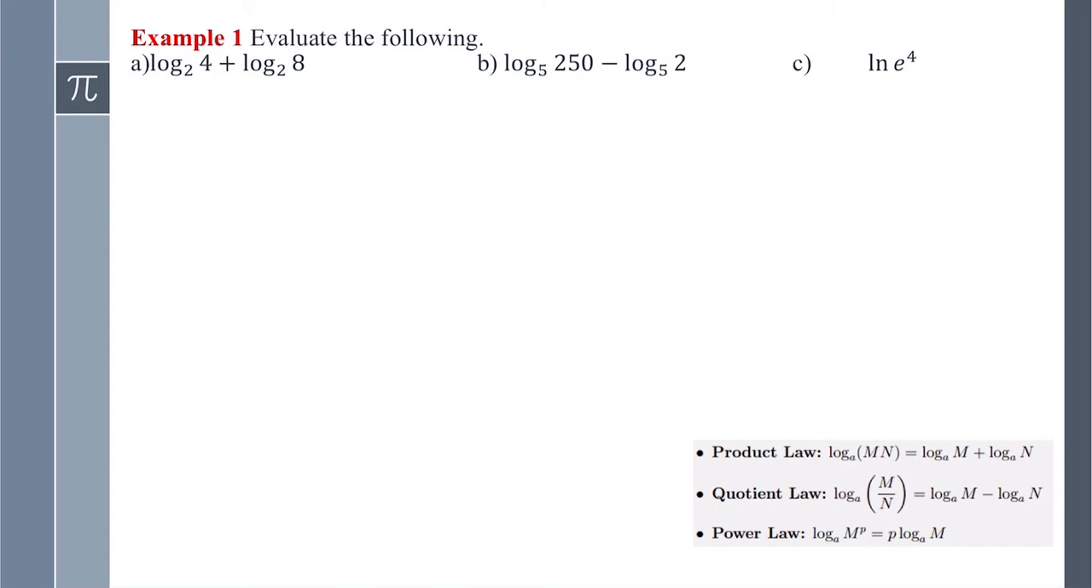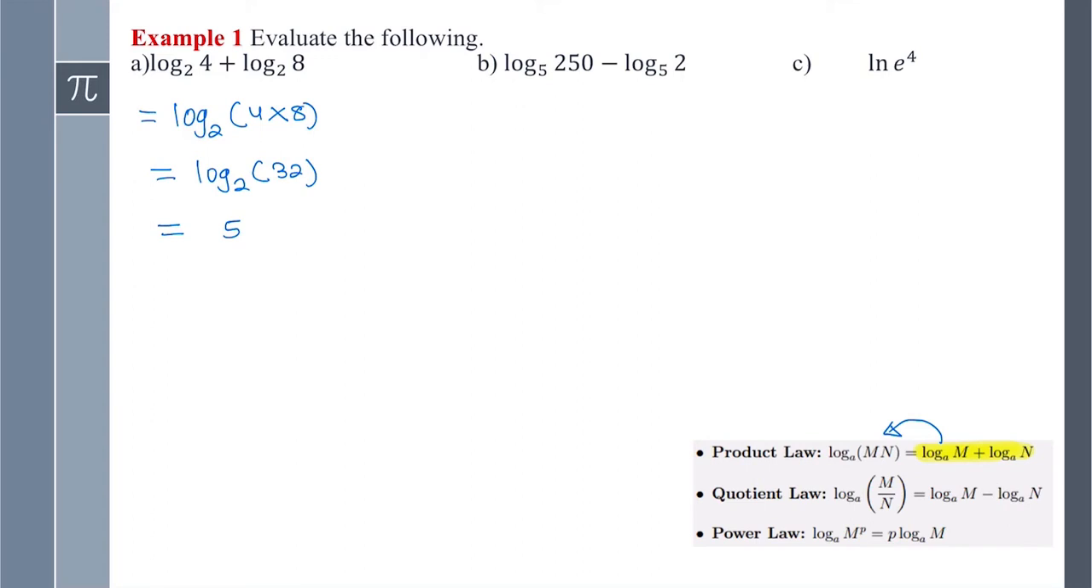So let's go ahead and use those basic rules and evaluate the given logs. Looking at the first one, we have log base 2 of 4 plus log base 2 of 8. That means we have a sum, so it looks like the product law. We can go backward and write this as log base 2 of 4 times 8, which is log base 2 of 32. And we know that log base 2 of 32 is 5, which means 2 raised to 5 gives us 32.